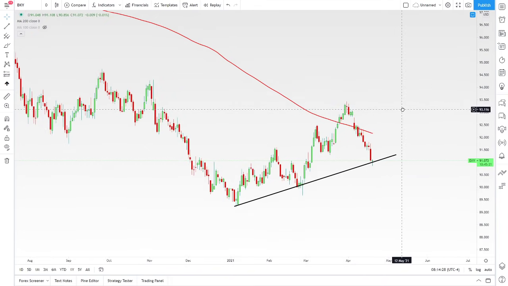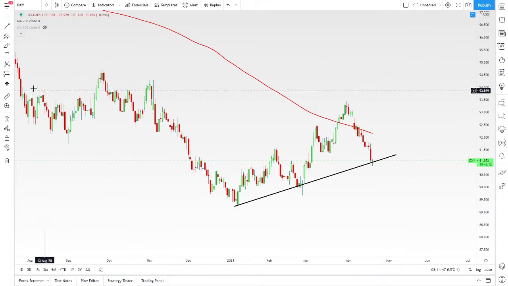So without further ado, now that we've talked about my fundamental bias, as to why I think, with rising bond rates and an overall outperformance, that the U.S. is set to continue to outperform, basically I'm going to be looking for U.S. dollar longs. Okay, so now let's talk about some trade setups.